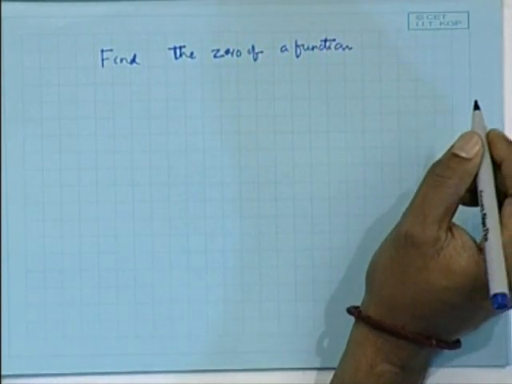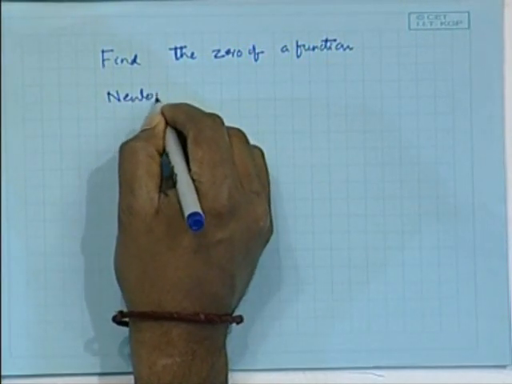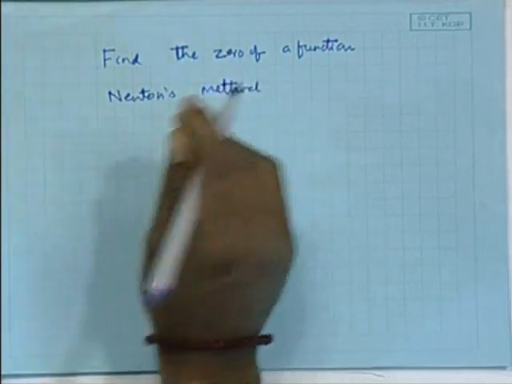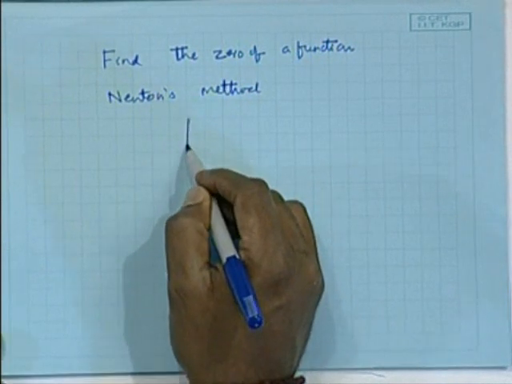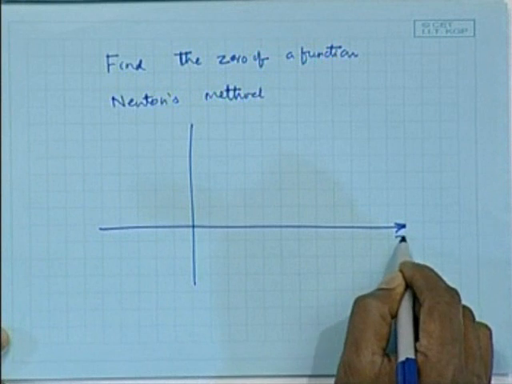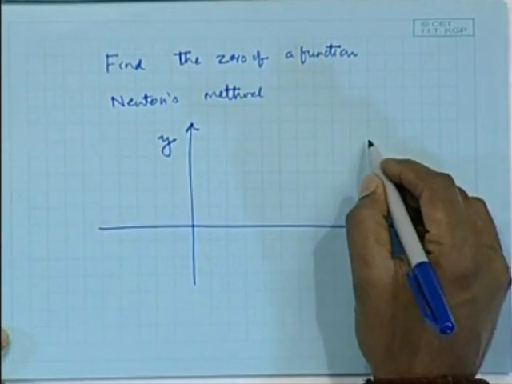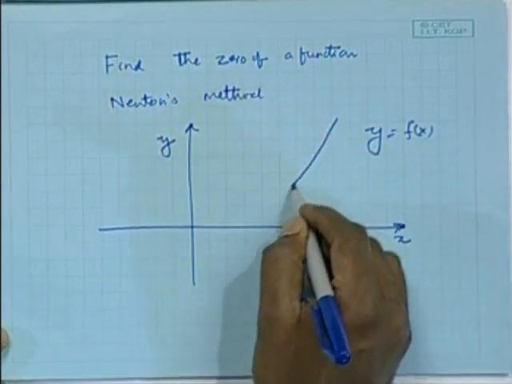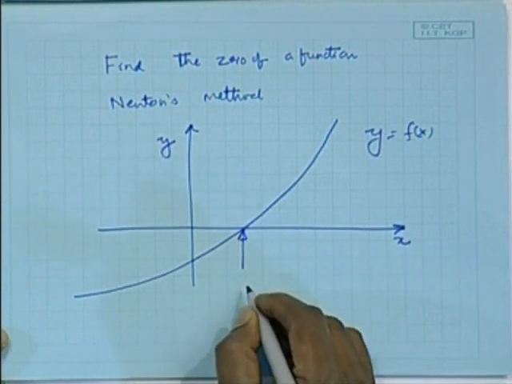Finding the zero of a function. How will we find it? We will be using the famous Newton's method. Let me take a very simple function. Suppose this is the x axis and this is the y axis. Let me say that y is a function of x, which goes like this and has a zero crossing here. This is my zero.